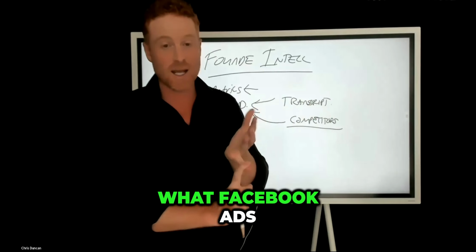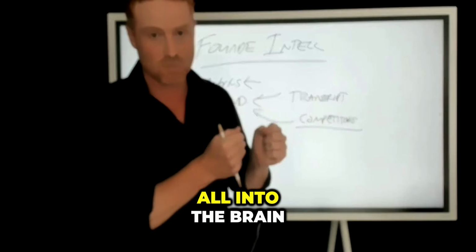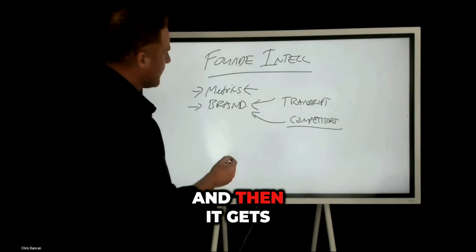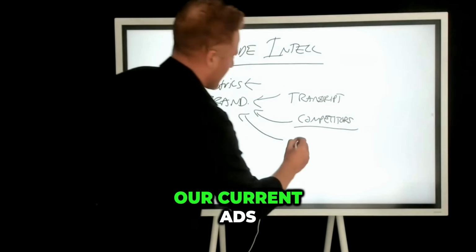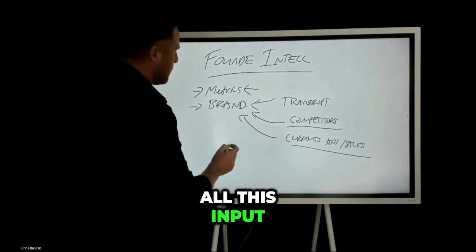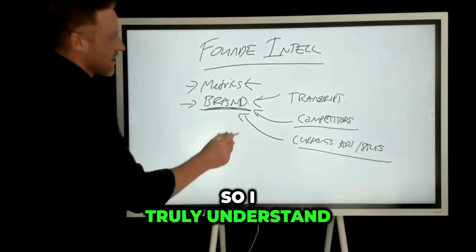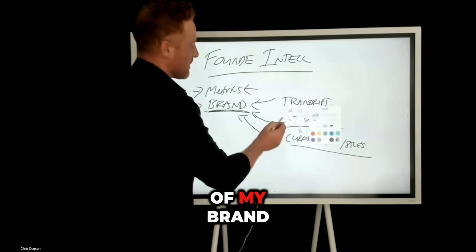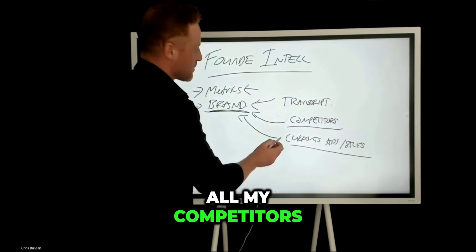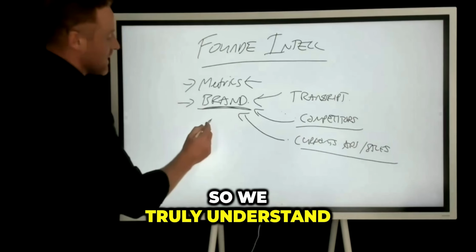It searches what Facebook ads they are running, what emails they are sending, what products they are offering, what they are doing. It puts that all into the brain, okay? And then it gets our up-to-date, our current ads and sales. So it takes all this input and puts it all into that brand, so I truly understand the brand. All the transcripts of my brand, everything I've ever done, all my competitors, what they're doing, and all the current ads and everything gets put into there, so we truly understand it.